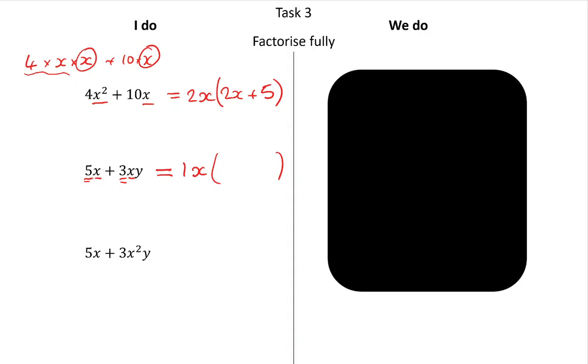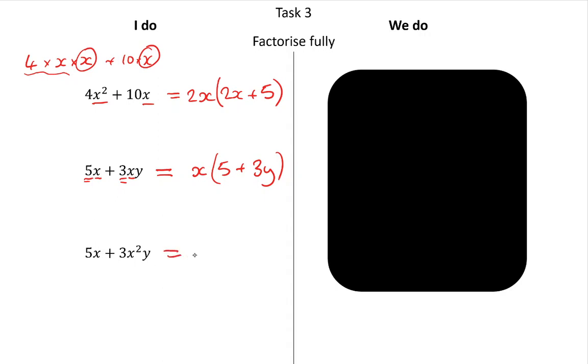So to make 5x, it's x times 5. I will get rid of that 1. We don't really want to leave that 1 at the front there. So x times that 5. And to make 3xy, we've got x multiplied by 3 multiplied by y. So 5x plus 3xy.